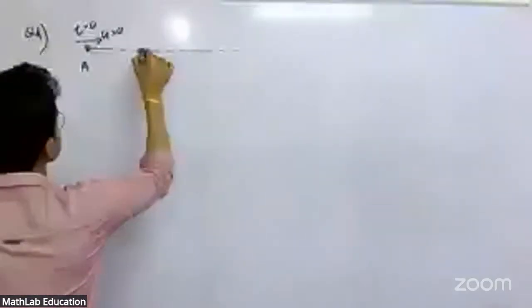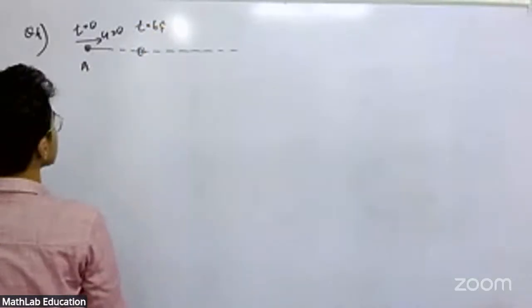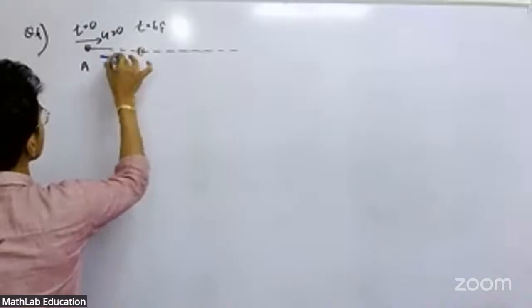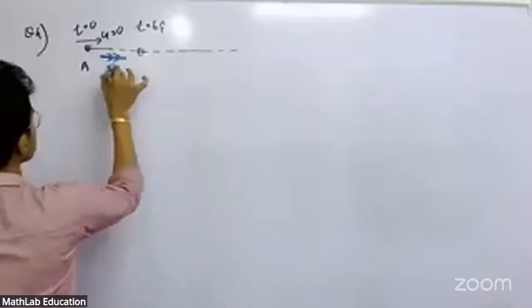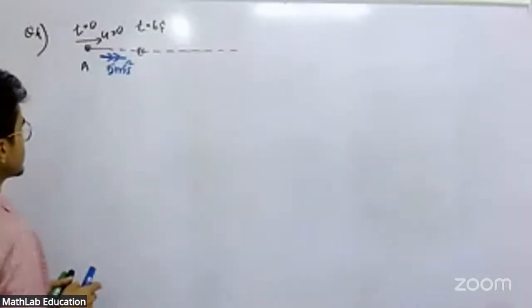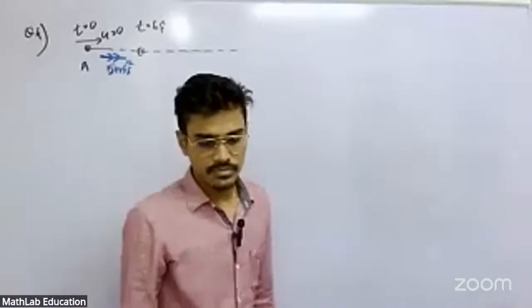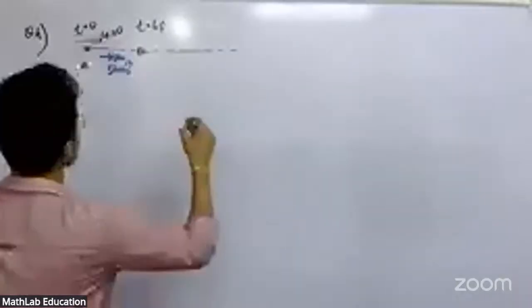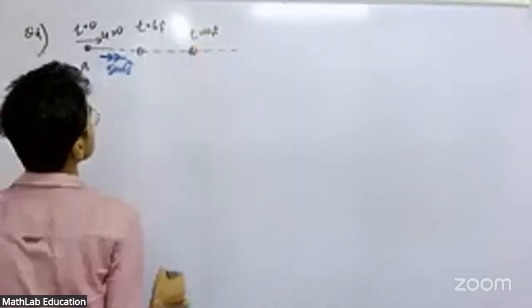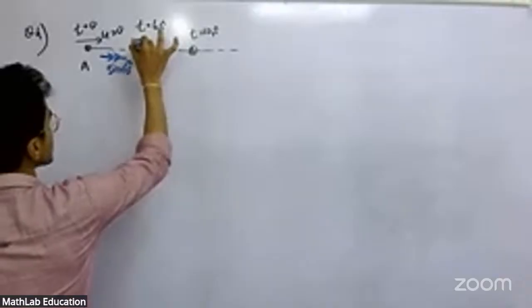Then up to somewhere here, when t equals 6 seconds, from here to here the acceleration of the bus is 5 m/s². And then it travels with uniform velocity for another 4 seconds, which means t equals 10 seconds here. Now we don't know the velocity gained at this point.